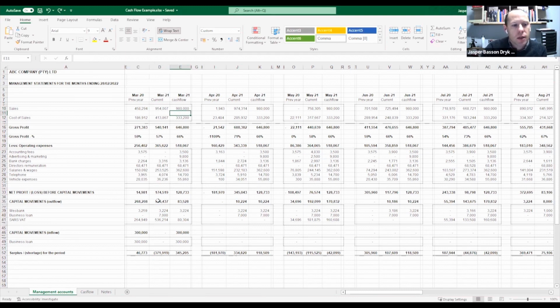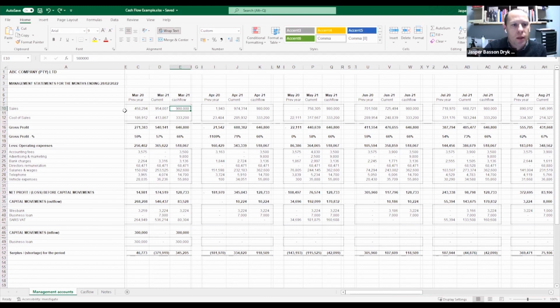So this actually gives you a very, very good comparison between your previous year and your current year. So previously with my sales, I've done 458,000 rand. This year I actually did 954,000 rand. But in my cash flow for that year, I actually estimated 980,000. So I'm very close to the turnover that I wanted, and that I estimated.